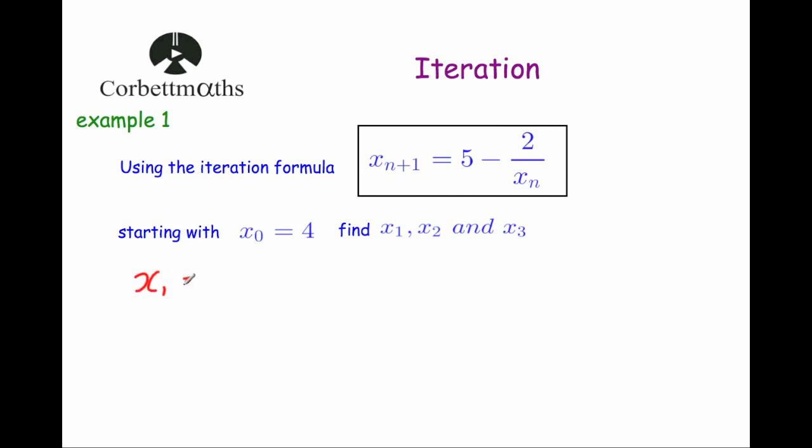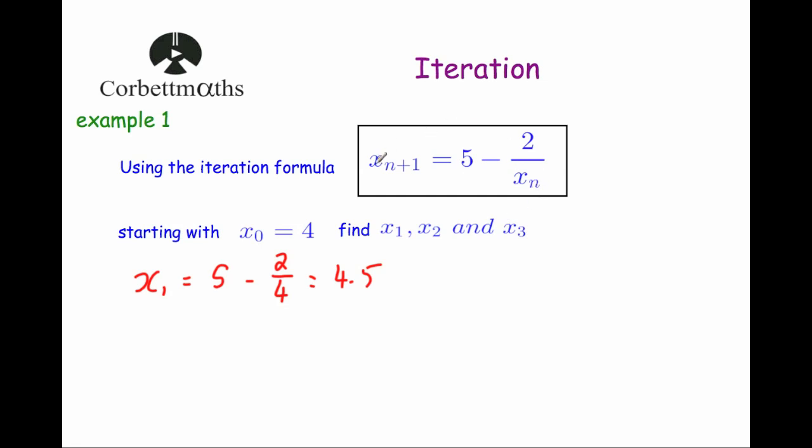So x1 equals 5 minus 2 over, and then our x0 value, and x0 here is equal to 4. Now, that's quite straightforward. We can actually work this out without a calculator. We could just do 5 minus a half and get 4.5. I do recommend watching the video on Corbettmaths on how to use a calculator to really help with these, because it just makes these questions so easy to do. So what we're going to do is just do 5 subtract 2 over 4, which is equal to 4.5.